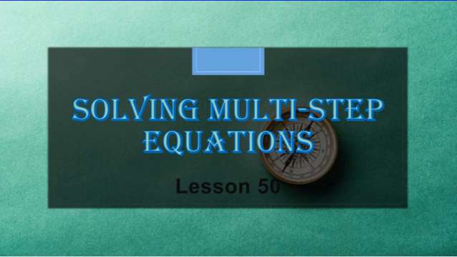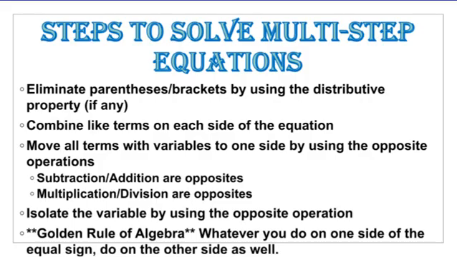Lesson 50, solving multi-step equations. So first off, let's look at some steps that we want to use. First, we want to eliminate the parentheses or brackets by using the distributive property. That's only if you have parentheses or brackets. We want to combine the terms on each side of the equation. Like terms means they have the same variables and the same exponents on those variables.